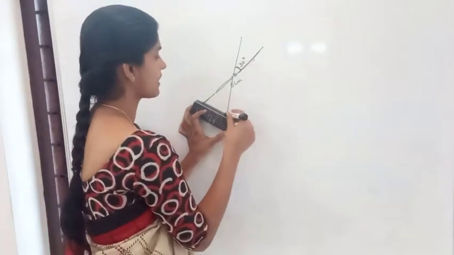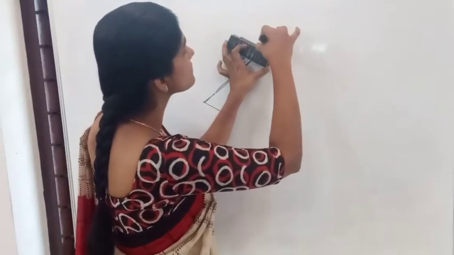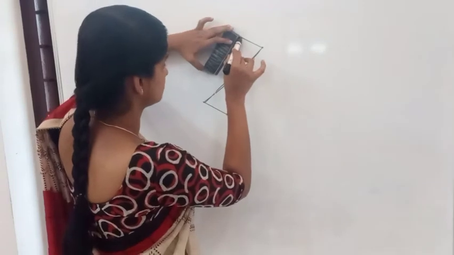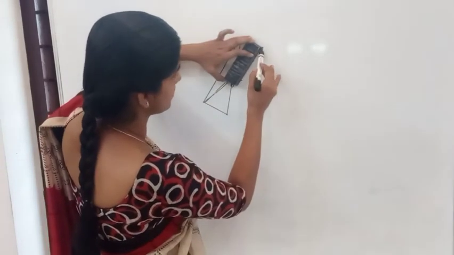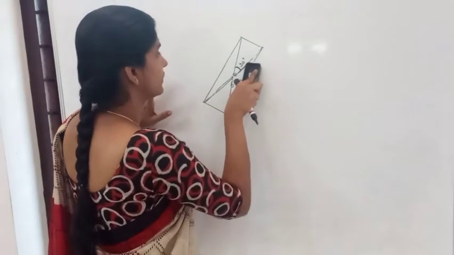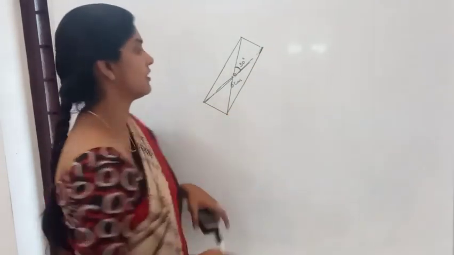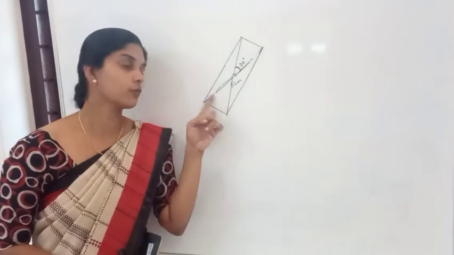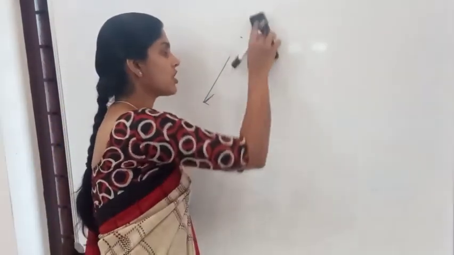Then join these points, and you will get the rectangle of diagonal 6 centimeter. Okay. So this is how we draw a rectangle if the measure of the diagonal is given.